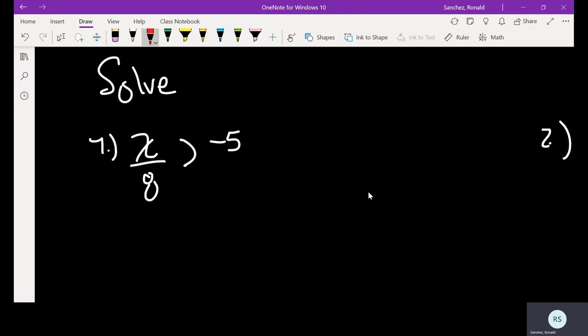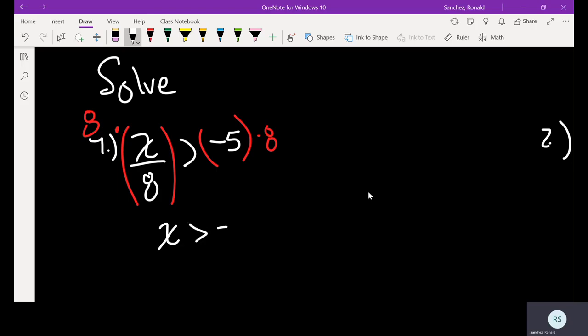And the answer to that question is, well, we use inverse operations. We use the inverse of dividing by 8. And what would be the opposite of dividing by 8? The opposite of dividing by 8 is to multiply times 8. So I'm going to multiply by 8 on both sides in order to isolate x. And that gives me x is greater than -40. So that is my answer for the first problem.